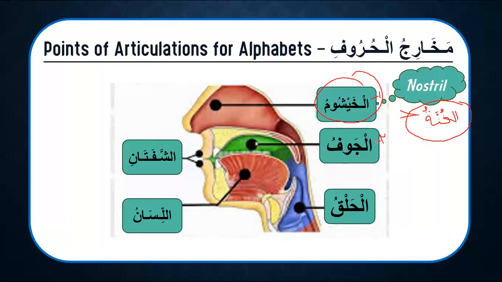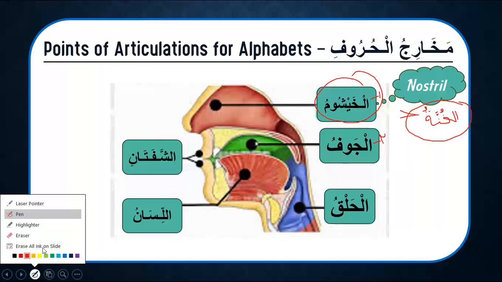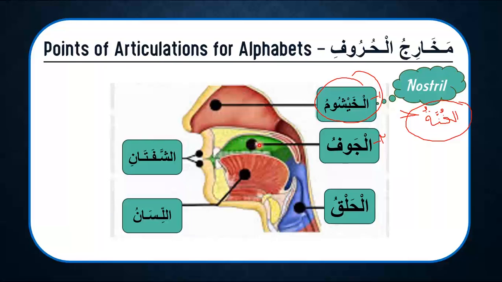The next one is called al-jawfu. And al-jawf, as we can see here, refers to the empty space when our mouth is closed. When you see your mouth being closed, you can see this green place is referring to the empty space. When you close your mouth, for instance, if your mouth is in the closed position, you notice that your tongue is not exactly touching the upper part of your mouth. It's only the tip that touches the upper part of the mouth.